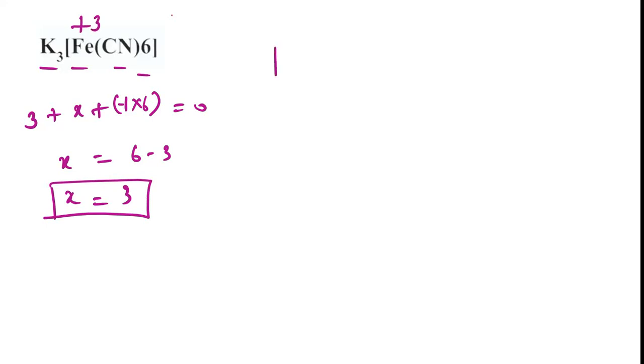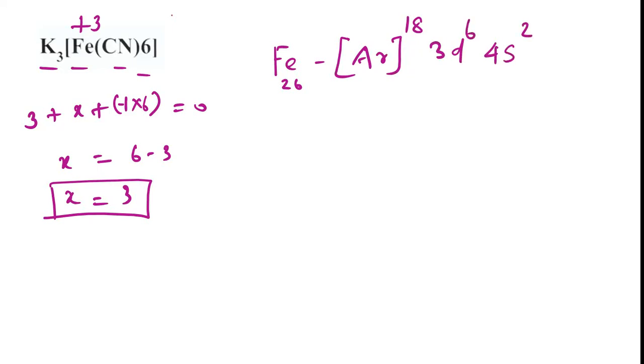So let us write the electronic configuration of iron here. Iron is 26, the electronic configuration will be argon 18, and the remaining 8 electrons will be there. So it will be 3d6 4s2. 8 electrons are there. It is 3 plus now, so it has given out 3 electrons. So Fe3+ means argon 3d5. 2 electrons from the s orbital and 1 electron from the d orbital have been removed. So it is 3d5.